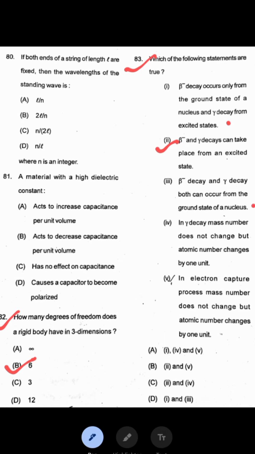It is not true. In gamma decay, mass number does not change, but atomic number changes. None of them will change in gamma decay. Only the energy will come down from a higher energy level to a lower energy level. So, this is not true. And next is the electron capture process. Mass number does not change, but atomic number changes by 1 unit. Yes, this is true. So, options number 2 and 5, B is the correct option.